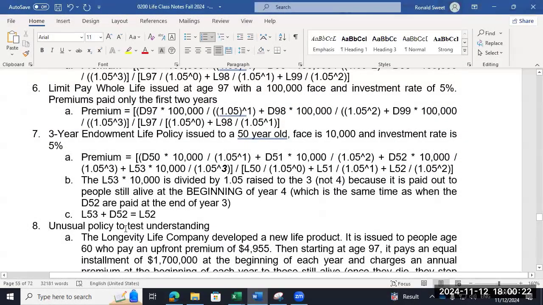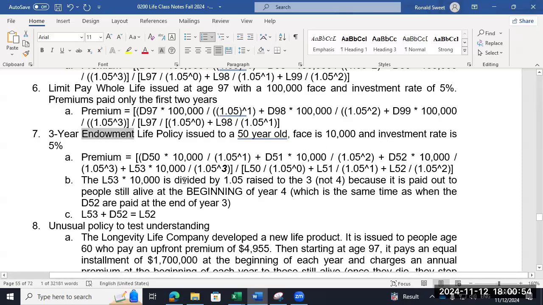We're working through these problems, and last class, just to refresh your memory, we did an endowment. With an endowment, it's 3 years, so you have 3 D's in the numerator, and you have an L in the numerator. The L and the last D both happen at time 3, because whether you're dead or alive, at the end of 3 years, you get your money back. That's what an endowment means. Endowment is something that pays you money if you're alive.